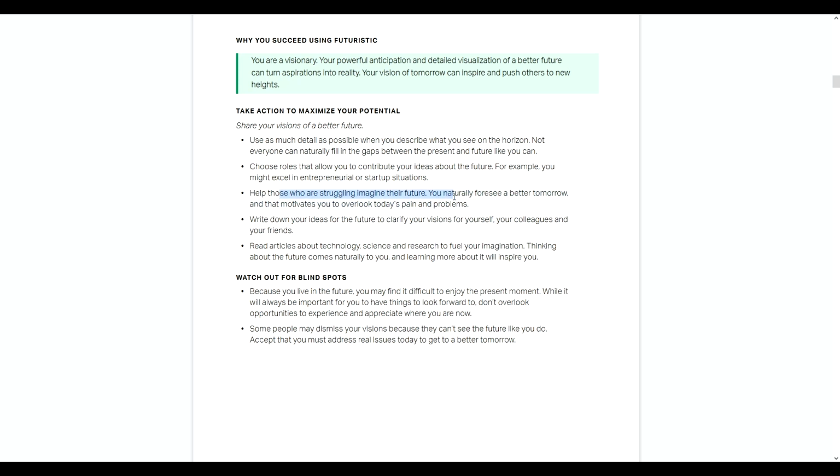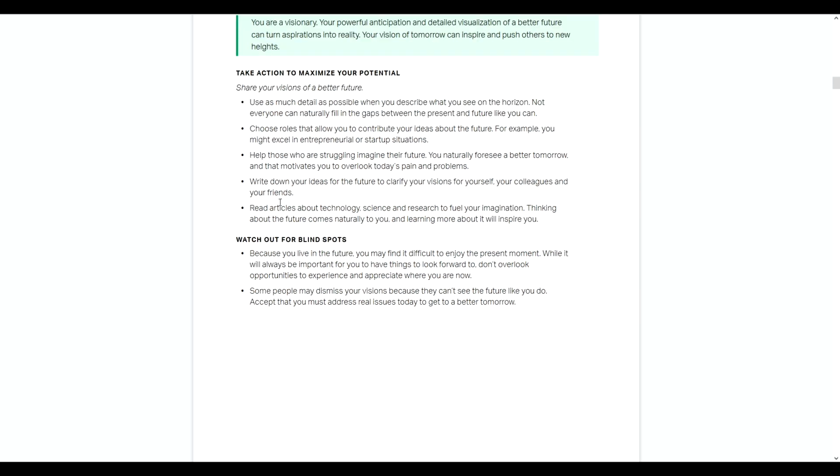Help those who are struggling to imagine their future. This goes with this as well. So again, as an educator, this is something I do. I help them see what is possible. And this actually happened the other day in one of my Empowerment for Everybody classes. We were talking about possibilities of things, and one of the women said, that was so empowering because I had this one very specific idea about what this could look like, and now I have all these other ideas about what it could look like. And that's the beauty of futuristic.